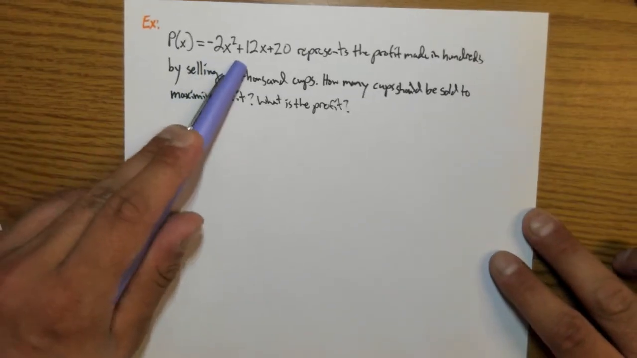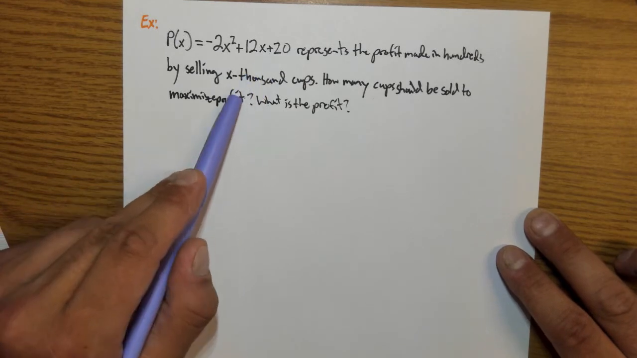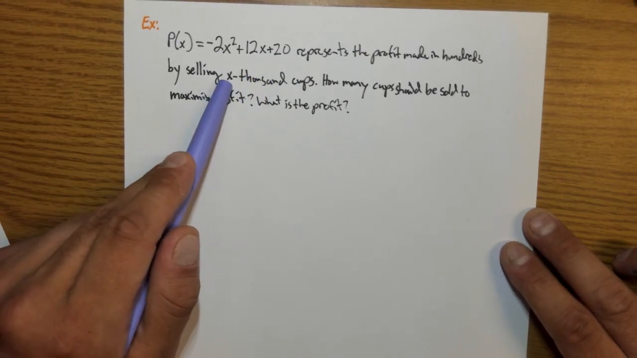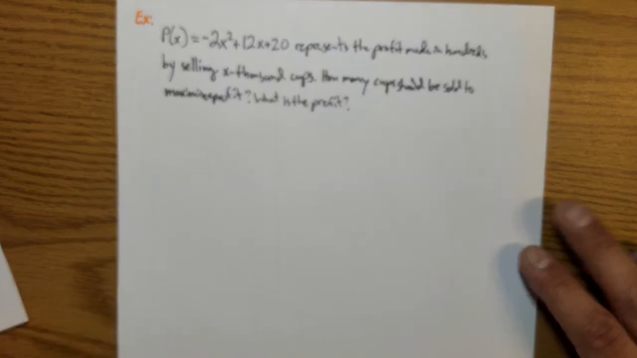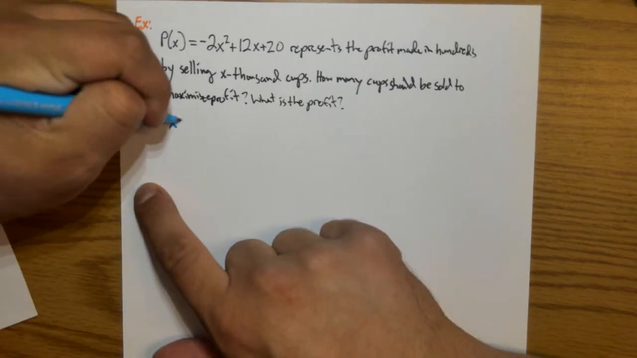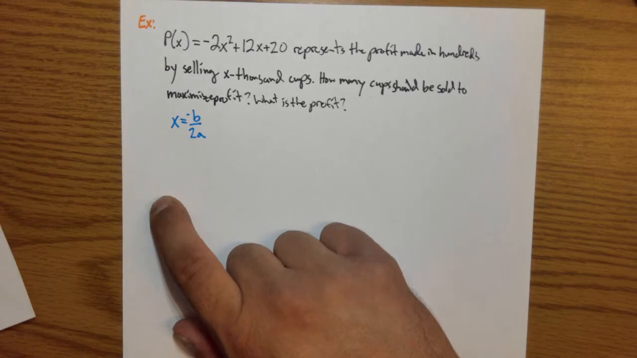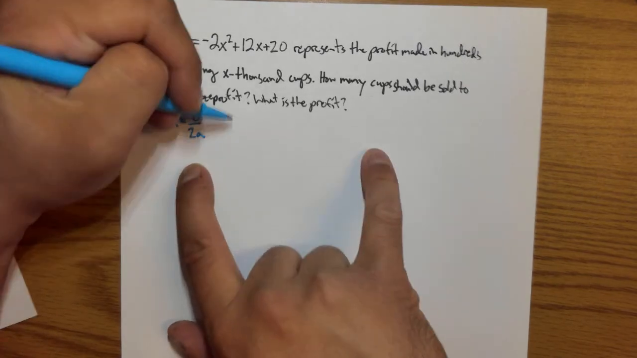So P of x equals negative 2x squared plus 12x plus 20 represents the profit made in hundreds by selling x thousand cups. How many cups should be sold to maximize profit? And what is the profit? So again, I'll just rewrite it for us. Our vertex formula is this. So we need to find our a and b values.